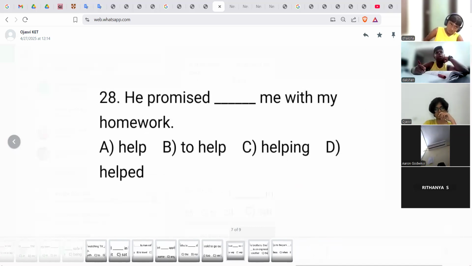Now, this is the one. Question 28. Ojashwi. Sir, he promised to help me with my homework. Can you repeat? He promised to help me with my homework. That is the one. Only the infinitive will come. Promise to help me. C will not come. Promise to help me with my homework. Superb.